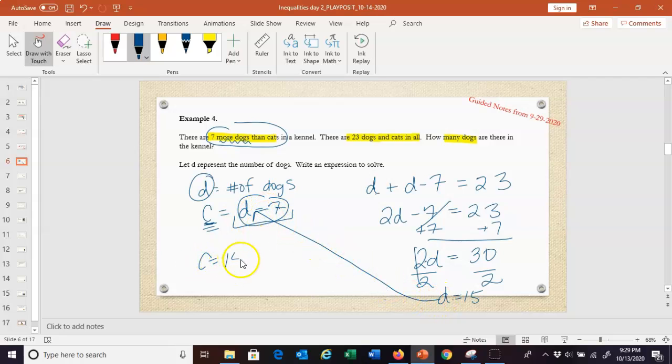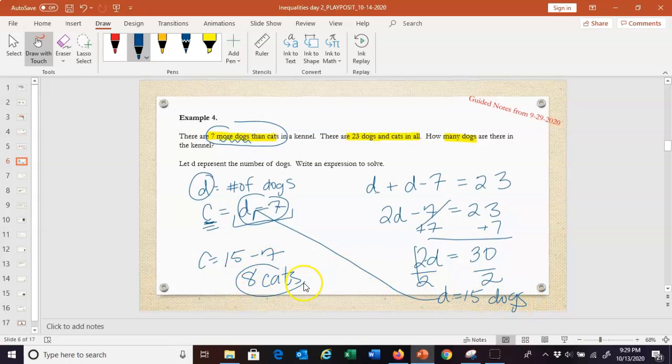So cats equals 15 minus 7. So there are 8 cats. And that makes sense, right? If there's 8 cats and 7 more dogs, that means 8 plus 7 is going to be the 15. So anytime, you guys are welcome to rewind this, pause it to review anything, take notes.